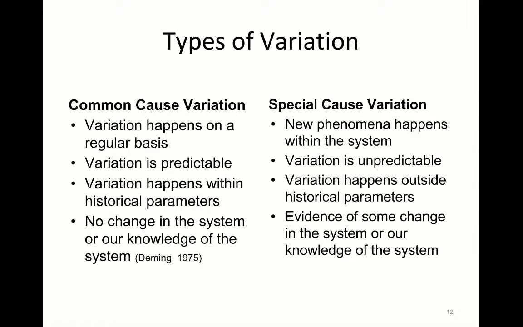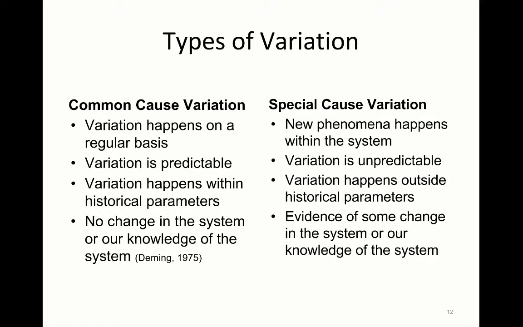In his work, Deming described two types of variation, the common cause variation and the special cause variation. In the common cause variation, a phenomenon happens on a regular basis within a given system. This variation is predictable and it happens within historical limits. With common cause variation, there is no real change in the system or our knowledge of it.